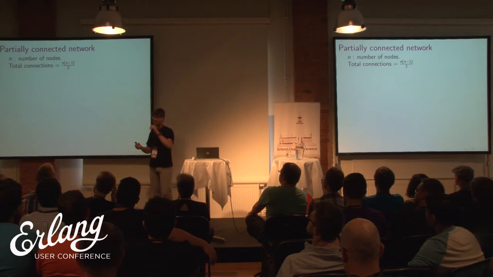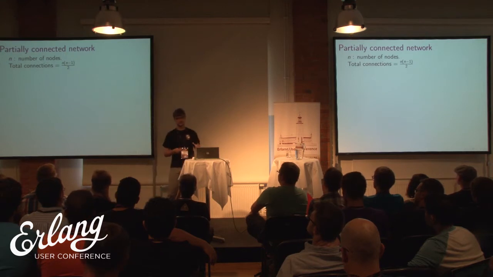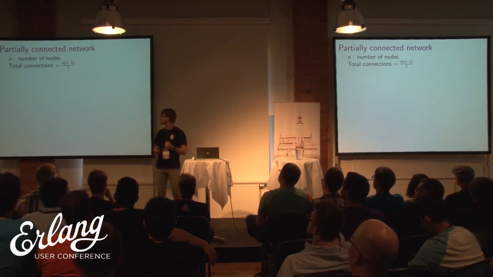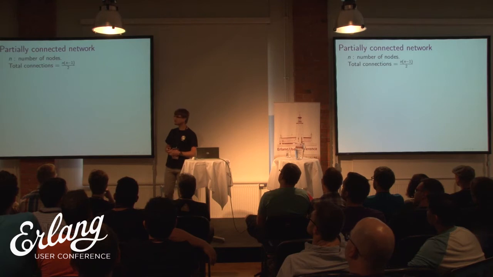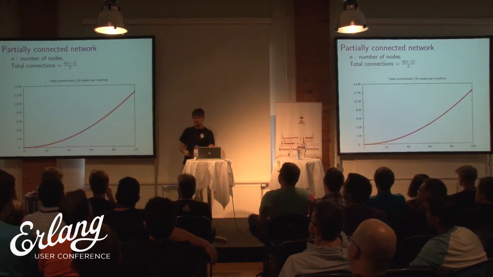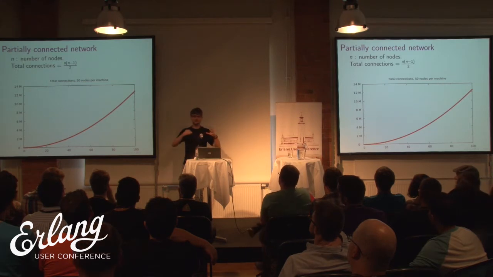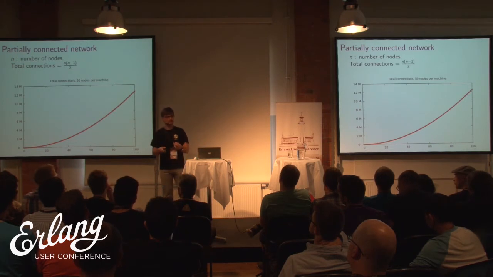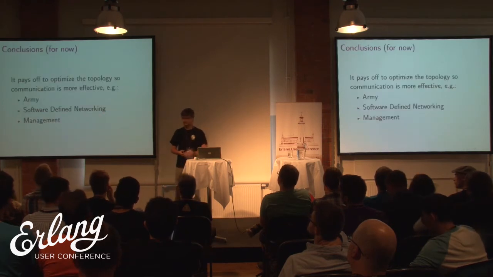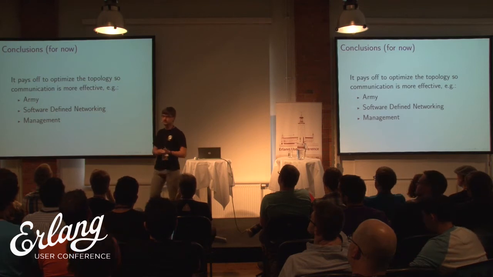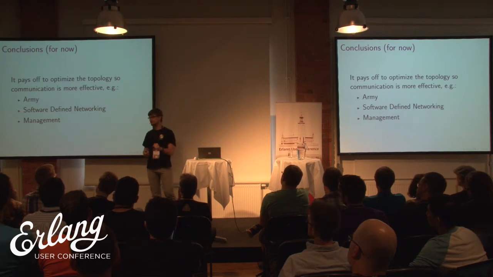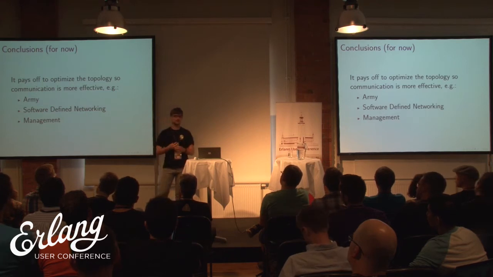Partially connected network. I told you why you don't want to connect everything to everything, and now I'll prove it by the numbers. Say we have n as the number of nodes. The total number of connections is overhead, it consumes memory, and it's very tricky to isolate any problems if you have everything connected to everything. So, isolation. The conclusion, in general, in clusters, in the army, in management, in software-defined networking, is that it pays off to optimize your network topology so it doesn't speak to everything.